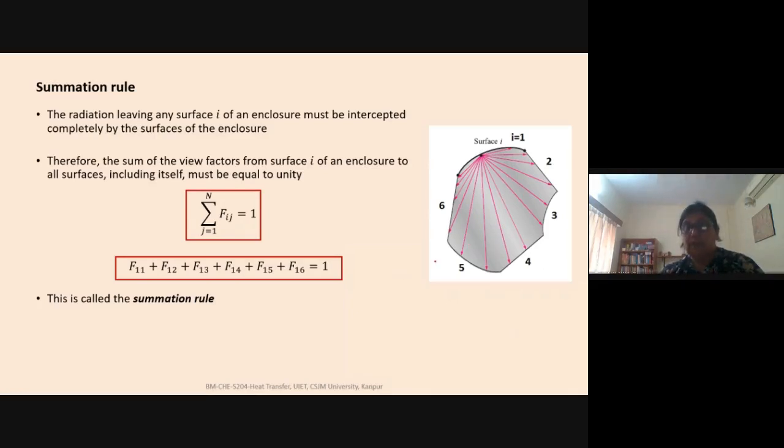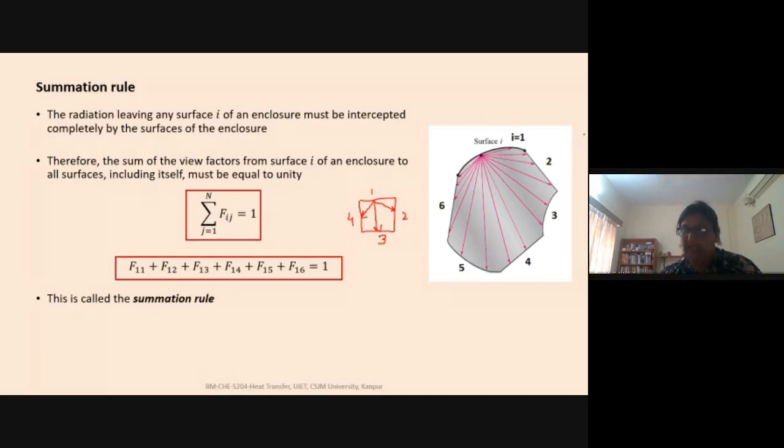What do I mean? Suppose I have a square like this. This is an enclosed surface. So whatever is given out from here is essentially intercepted by all the surfaces of the enclosure. Now, if you're looking at a square, there are four possibilities. The radiation coming out from, say, surface 1 can fall back on surface 1, or it can fall on surface 2, or surface 3, or surface 4. So these are the possibilities.